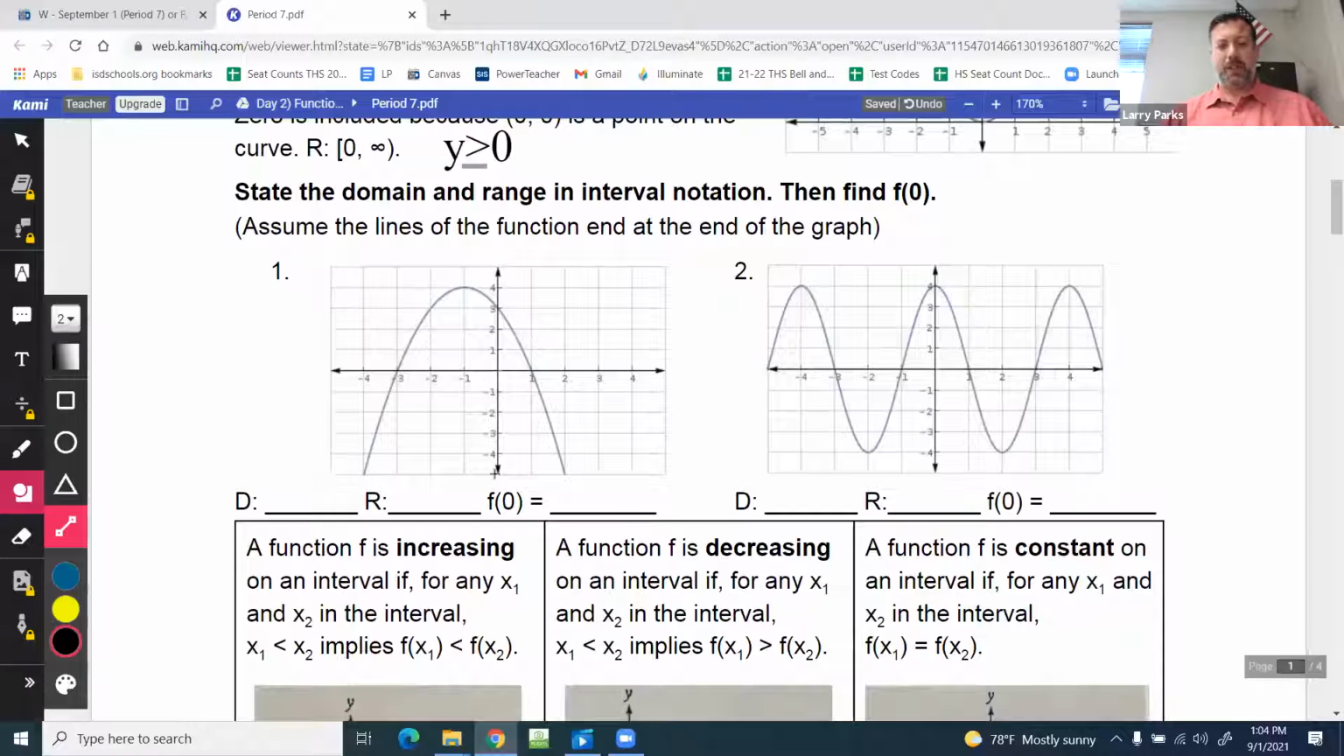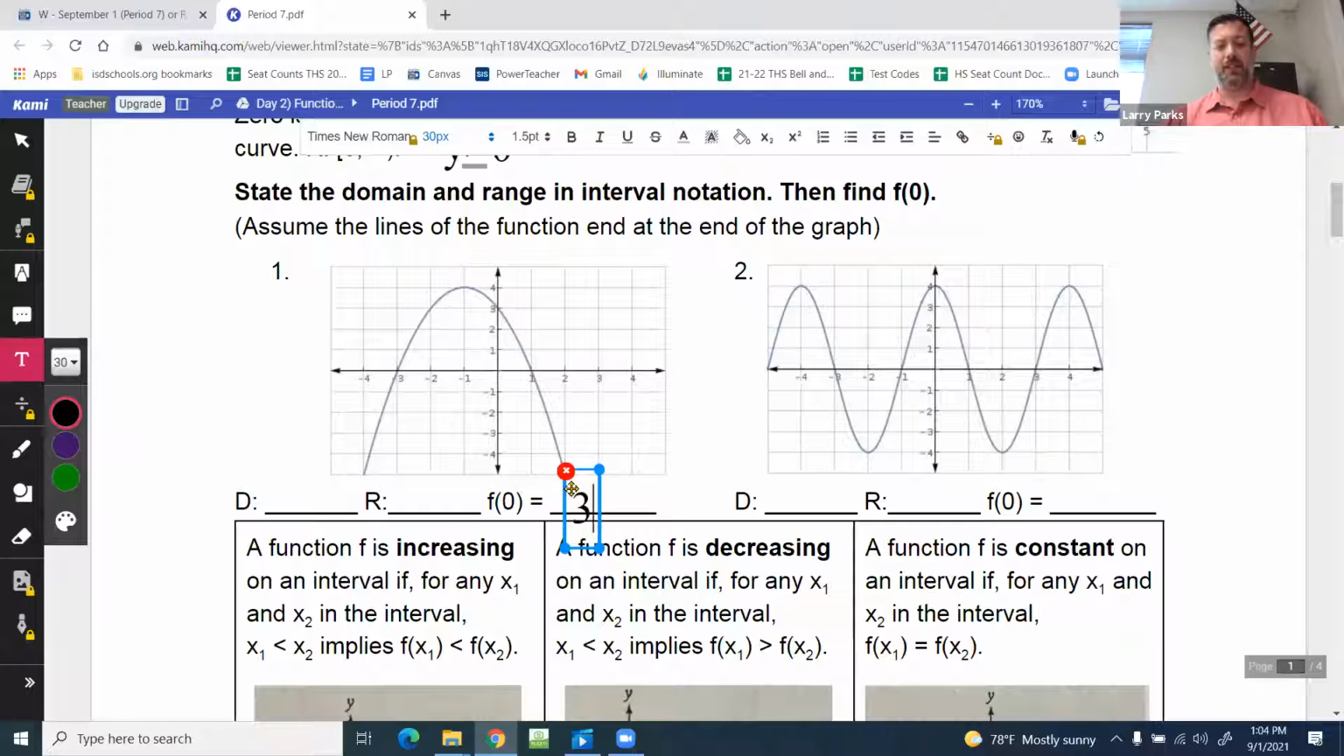When I look at this picture, D stands for domain, R stands for range, and this means what is the value at 0. Now this is review from last class. When I input a 0, what is the y? Here's 0. I go up to the y and I get 3. So this part's easy. That's just 3. On this graph, f of 0, so I go to 0, what's the y? Y is 4. That's the easy part.